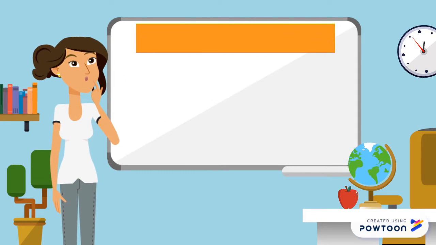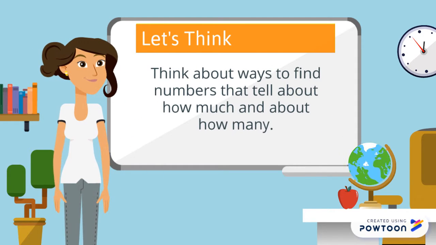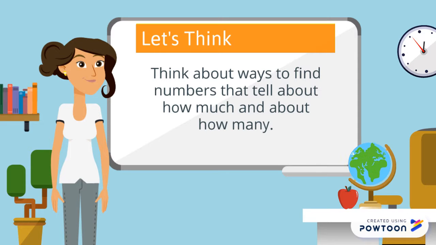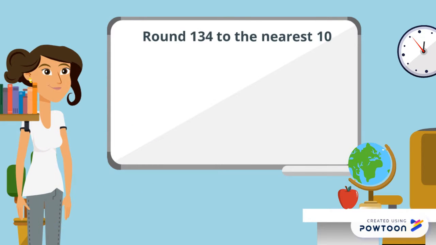Now let's think specifically about rounding. We want to think about ways to find numbers that tell about how much and about how many. So let's try an example. Let's round 134 to the nearest 10.